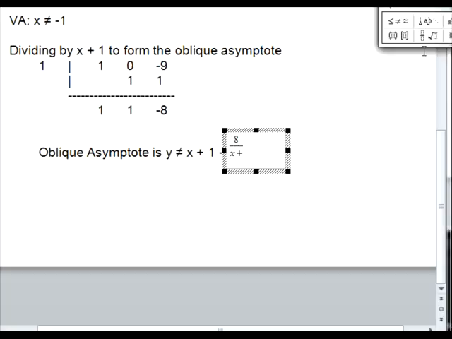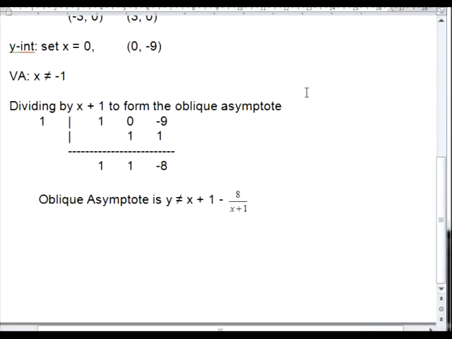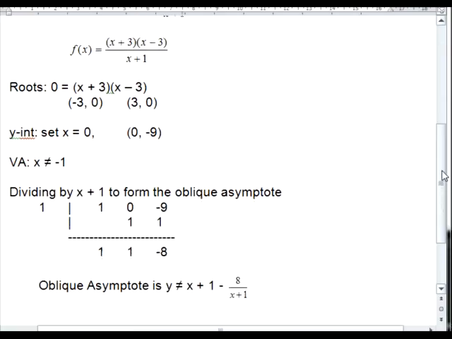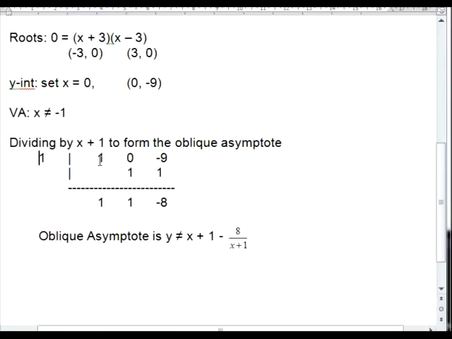Oh shoot, I screwed up, didn't I? That's why I hate synthetic division. Sorry guys. There should be a negative 1, right? And hopefully you guys are all screaming that out at the TV when that happens. So I'm going to fix that up. Sorry about that.